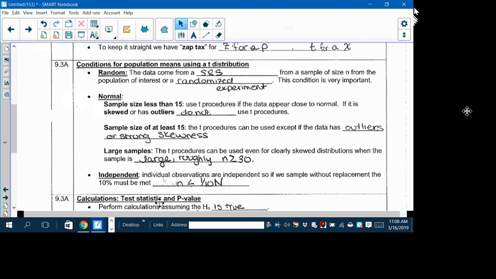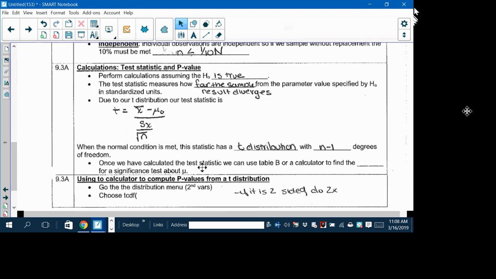Now, when we're performing a significance test, we're going to do calculations assuming that the null hypothesis is true. The test statistic measures how far the sample result diverges from the parameter value specified by the null hypothesis, in standardized units, which is very close to the z-score, okay? So we're going to calculate our test statistic using the statistic minus parameter divided by the standard deviation of the statistic. But understand that because we're doing sample means, we have a different standard deviation, okay?